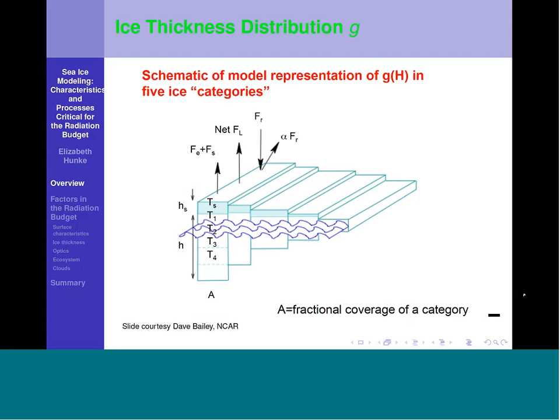Now, we track both the thickness and the area fraction or concentration of each category, and so the ice thickness distribution essentially increases our resolution for the thermodynamics. This cartoon illustrates our typical ice thickness distribution configuration. There are 5 categories, each with several vertical levels in the ice and some snow on top of it, and each category has its own thermodynamic flux balance.